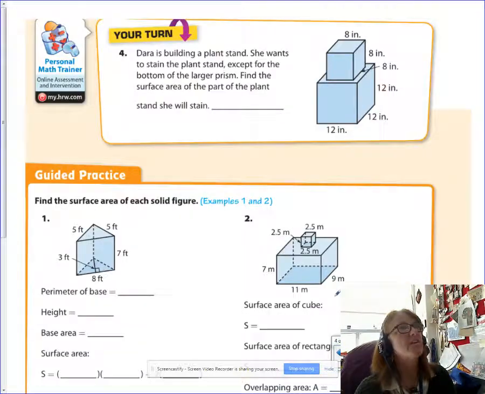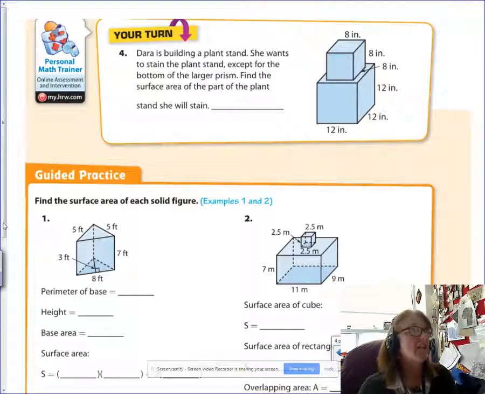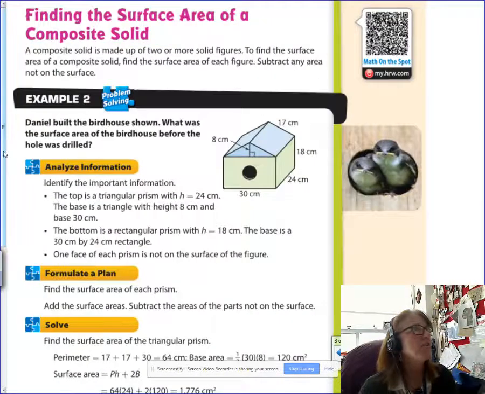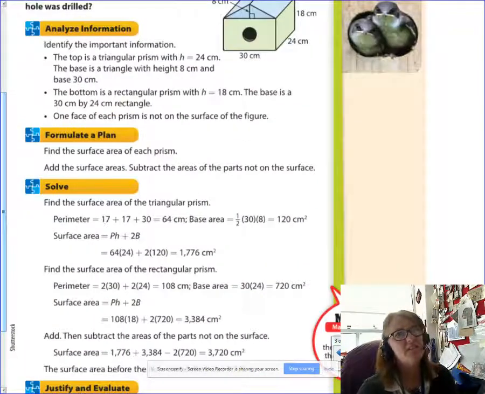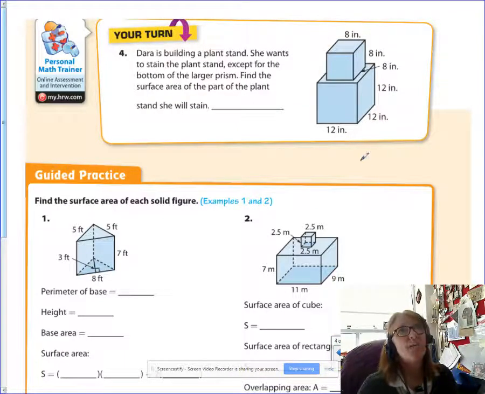They are going to give us some complicated situations here. Maybe I have to go back here. No, this is it. We have 2 cubes stacked on top of each other. They're calling it a plant stand. It says she wants to stain it except for the bottom of the larger prism. That's going to sit on the floor and we don't need to stain that one. Find the surface area of the part that she is going to stain.